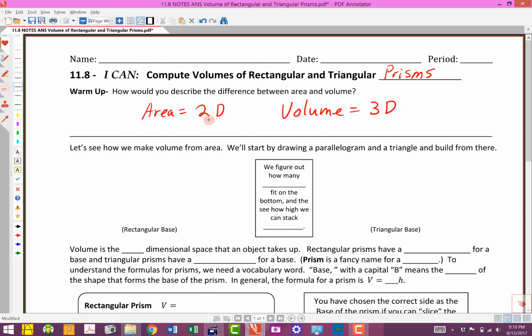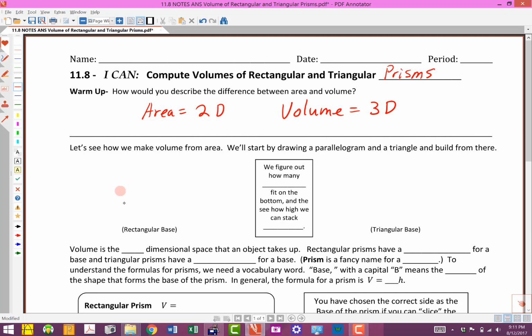So we're talking two-dimensional space, like flat things, when we're talking about area. We're talking about three-dimensional things when we're talking about volume. So let's see how we can make a volume from an area. And what we're going to do is start by drawing a triangle and a rectangle, okay? Or better yet, a parallelogram in this particular case.